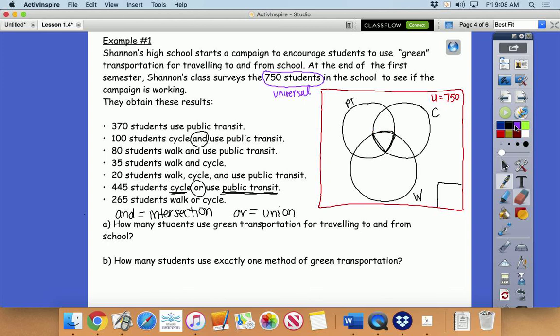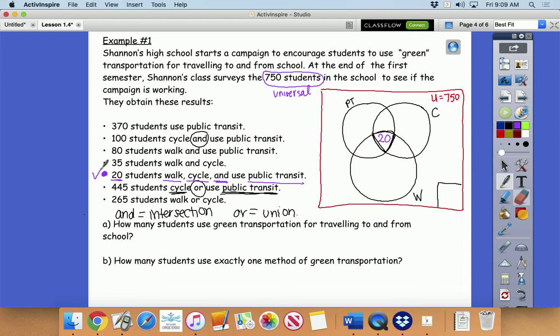So if we read the information, this part right here represents 20 students walking, cycling, and using public transit. So that is the intersection between all 3 circles. They're actually giving us that the answer is 20. So this information is done now. We have 20 students doing all.